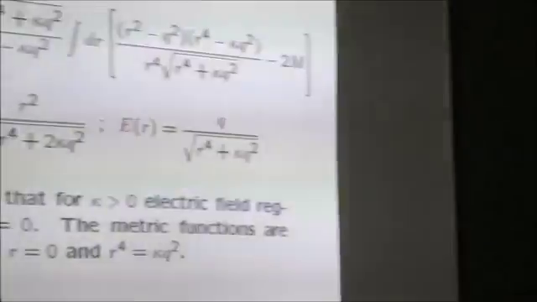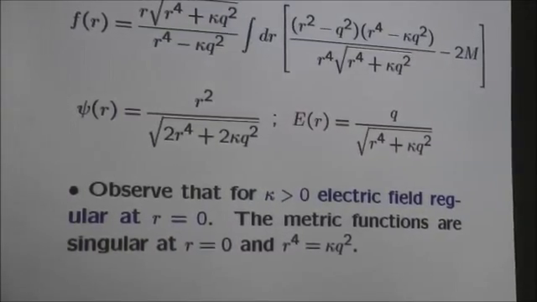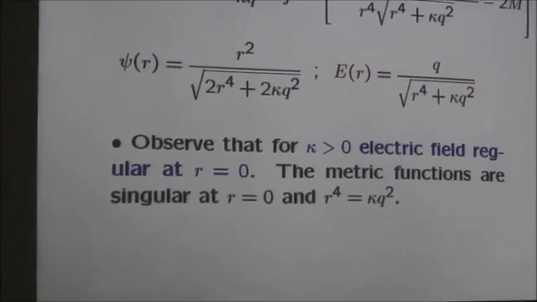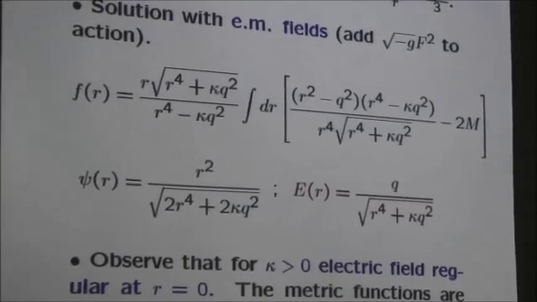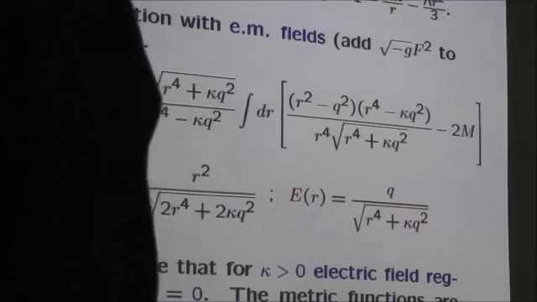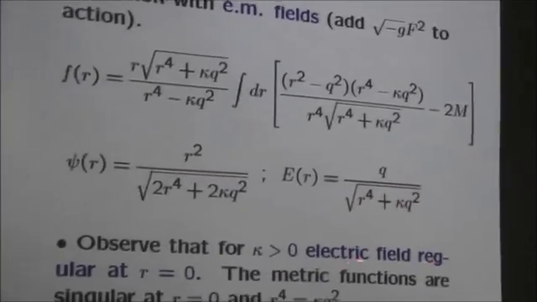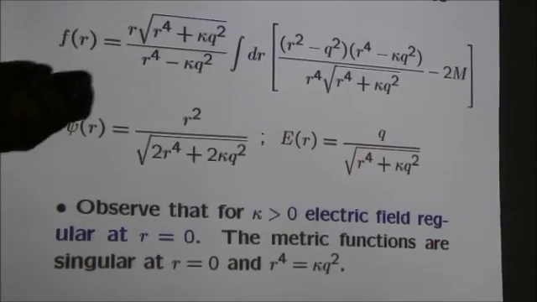Because of the Born-Infeld nature of the theory. So what is the variable q there? Which is r to the 4 plus 2 kappa q square. q is the charge. Not related to... This is with EM fields. So it's like the generalization of the Reissner-Nordstrom solution. This is with no sources, you have this. So observe that for kappa greater than 0, the electric field is regularized at r equal to 0. The metric functions are singular at r equal to 0 and these points.